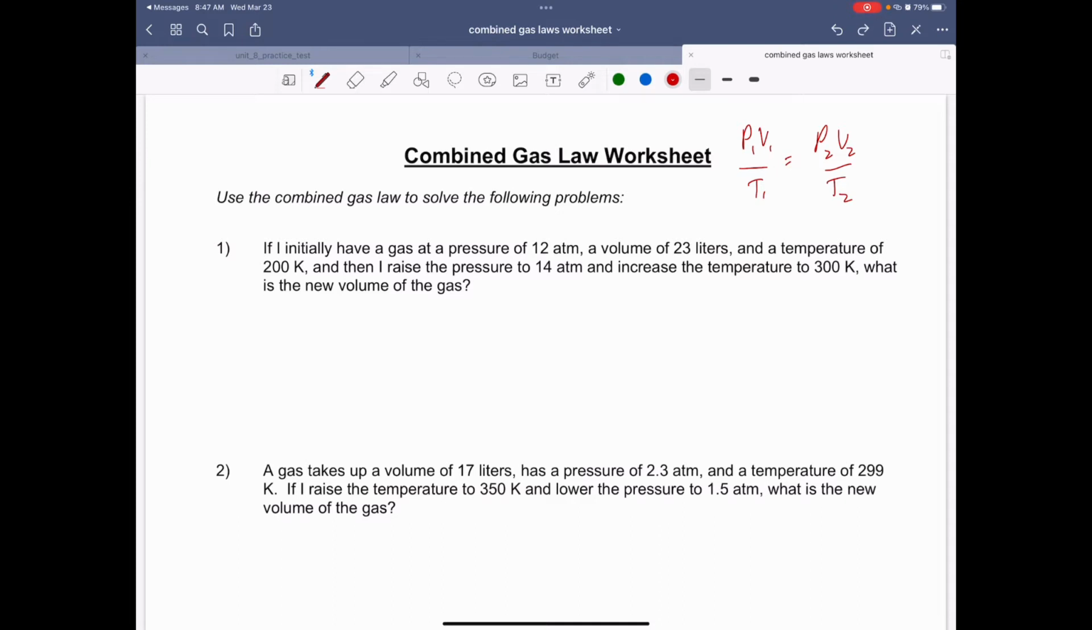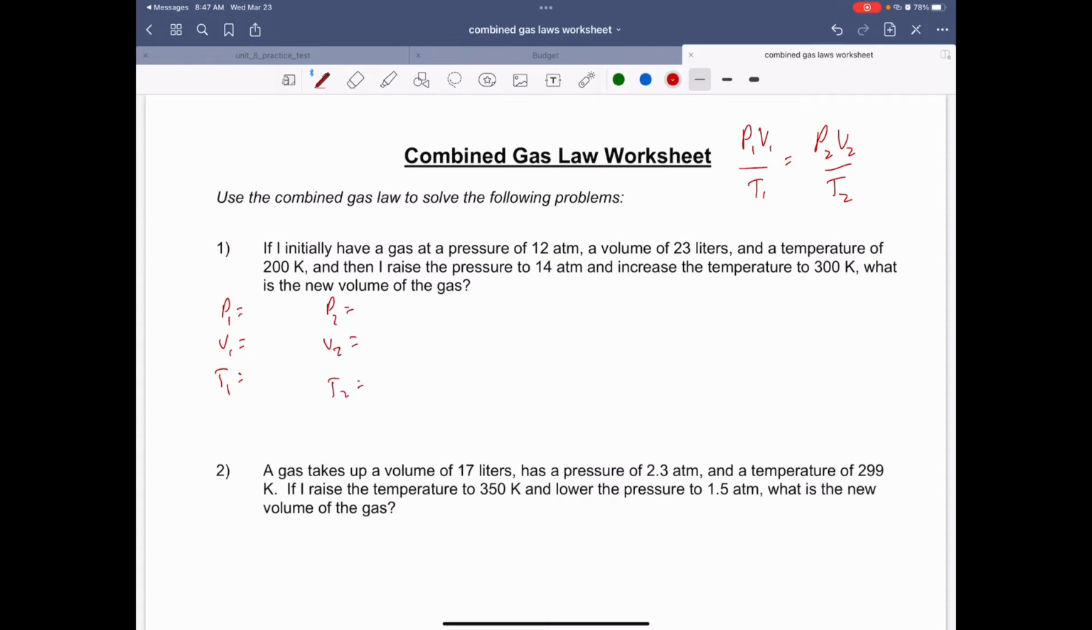So anyways, let's start. Number one, if I initially have a gas at a pressure of 12 atm, a volume of 23 liters, and a temperature of 200 Kelvin, and then I raise the pressure to 14 atms, and increase the temperature to 300 Kelvin, what's the new volume of the gas? So there's a lot of variables in there. The best thing to do is just to start keeping track of them this way. So we got P1, V1, T1, and P2, V2, T2.